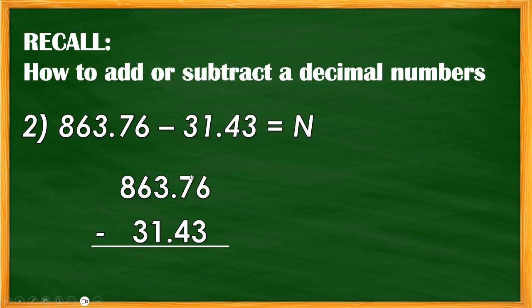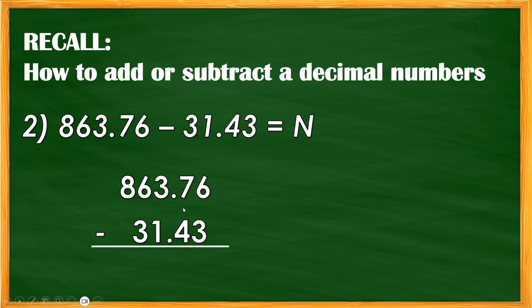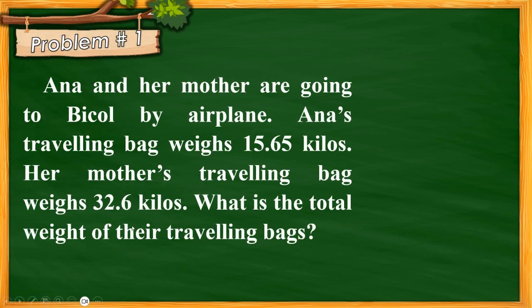Now, for number 2, we have 863.73 minus 31.43 is equal to n. First, align the two numbers vertically. Make sure the decimal points are aligned in column. And then, perform the operation. 6 minus 3, the answer is 3. 7 minus 4, the answer is 3. 3 minus 1, the answer is 2. 6 minus 3, the answer is 3. And then, bring down 8. And then, affix the decimal point. Okay? So, therefore, n is equal to 832.33.